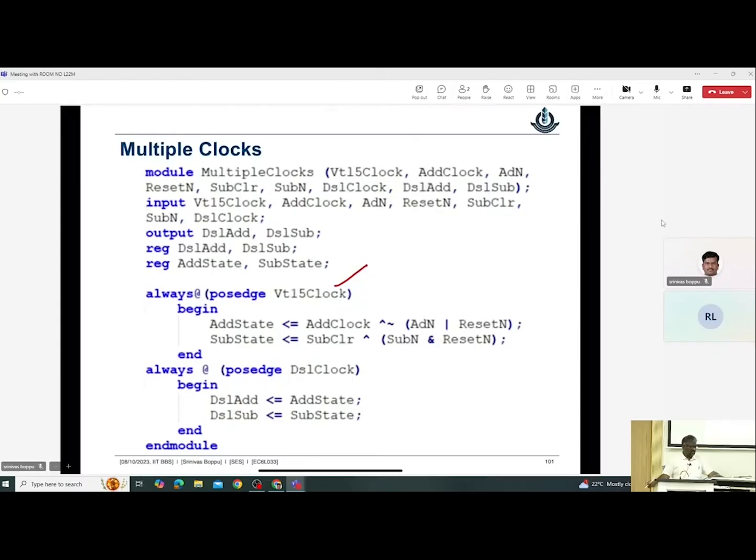So basically here you can expect that this add state and sub state are flip flops with this clock, and the DSL add and DSL sub are flip flops which are clocked by this DSL clock. But of course, the DSL add will take the input from this add state. So try to draw the diagram on your own.